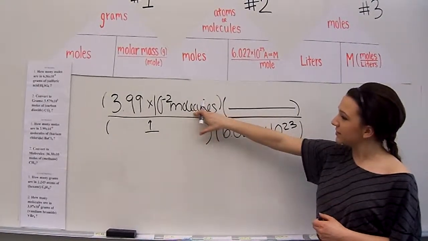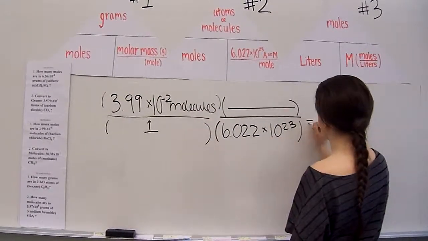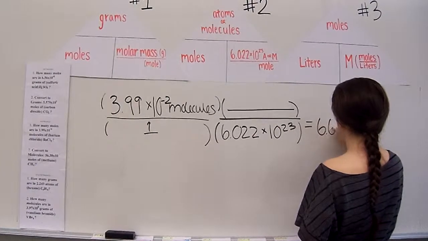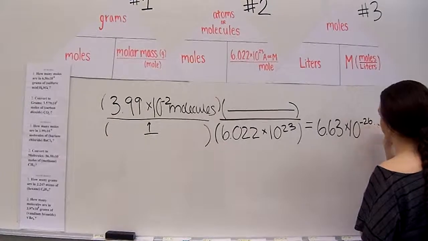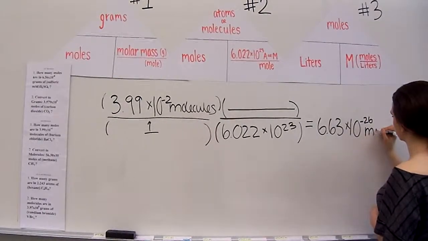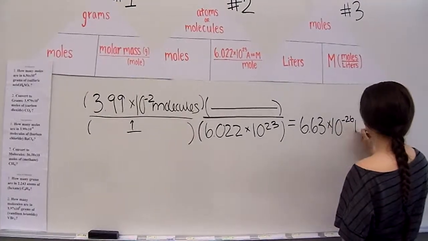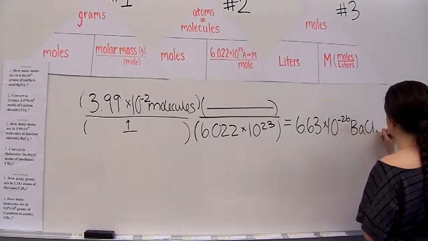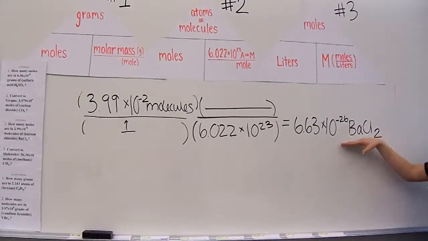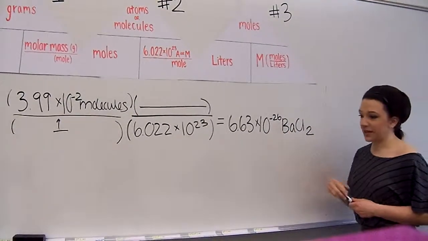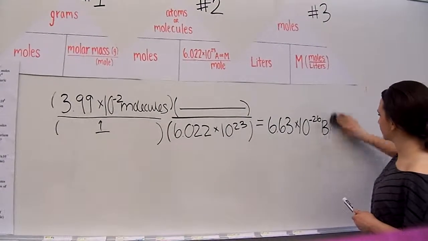Once you divide the top by the bottom, you should receive 6.63 times 10 to the negative 26th moles, or BaCl2 moles per se. As you see, I have all the necessary requirements in the answer. I will go ahead and move on to the next problem.